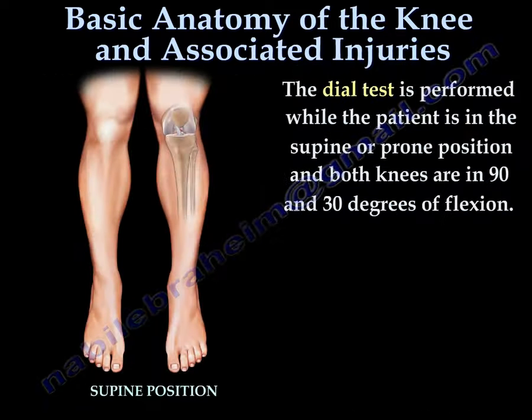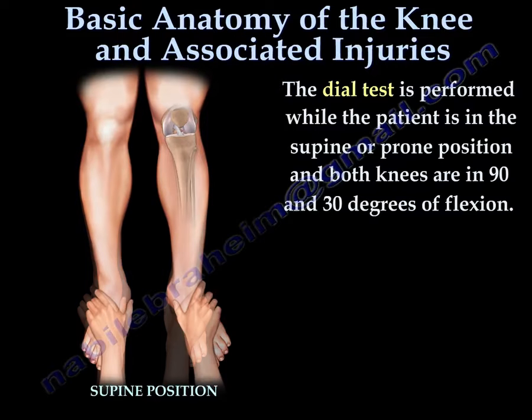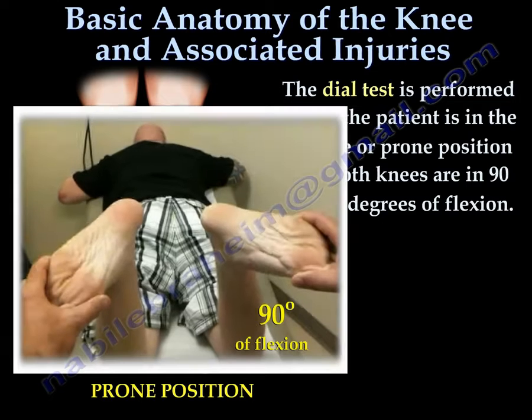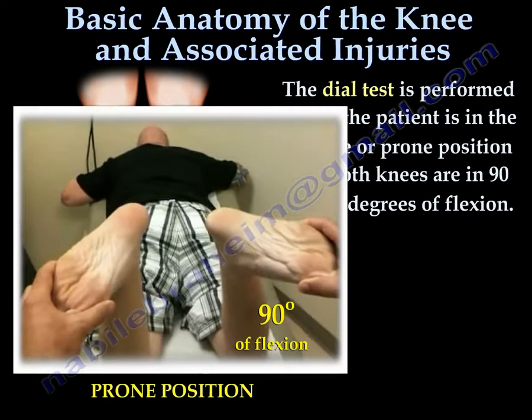The dial test is performed while the patient is in either the supine or prone position and both knees are in 90 and 30 degrees of flexion. An external rotational force is then applied to both of the feet. The amount of external rotation to each lower extremity is then measured at both angles.